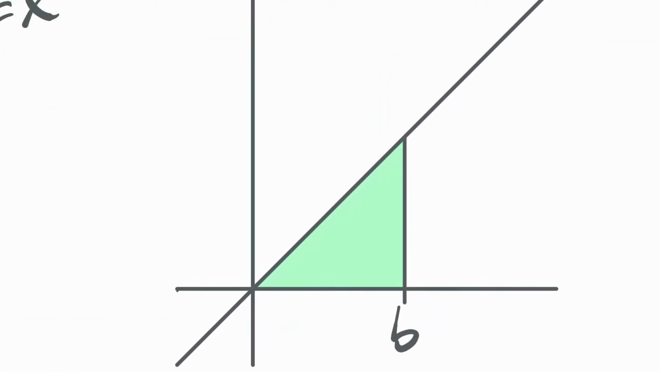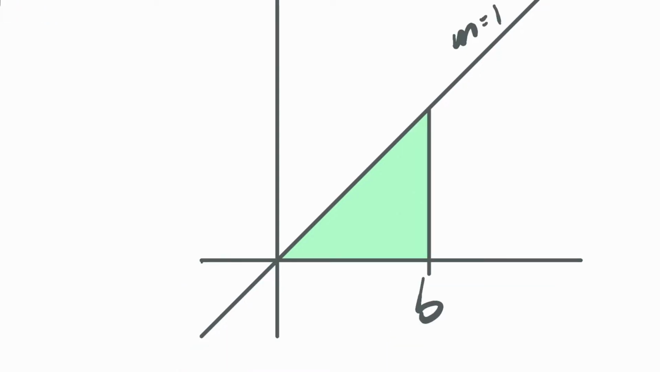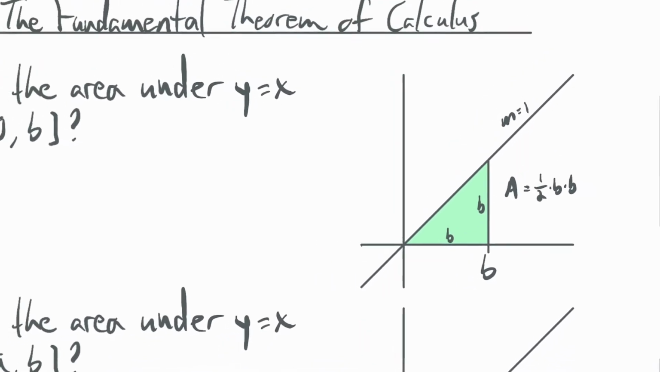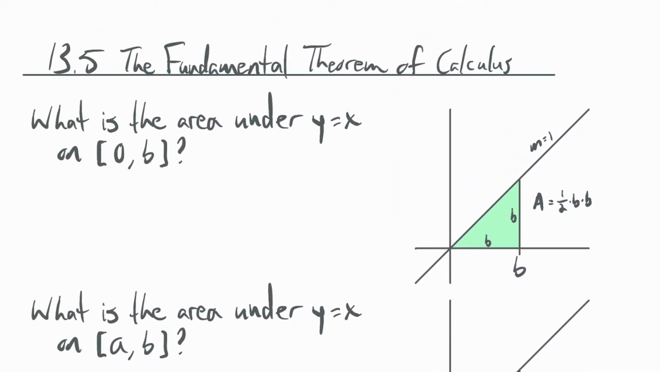And since the slope of this line is 1, the rise over run would be 1, that means that the base is b, whatever that is, and the height is b, whatever that is. So the area, that's going to be base times height over 2, or 1/2 times the base times the height, which are both b in this case, right? So basically, the definite integral, which is the area from 0 to b of x dx, this equals b squared over 2. That's just a formula, okay?